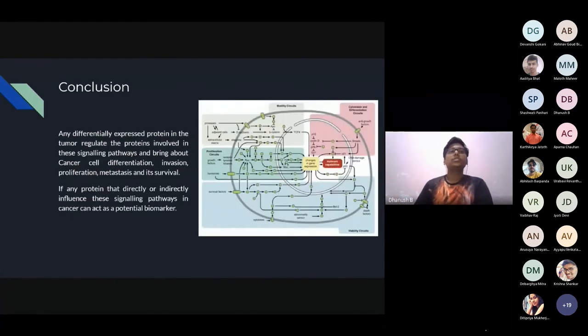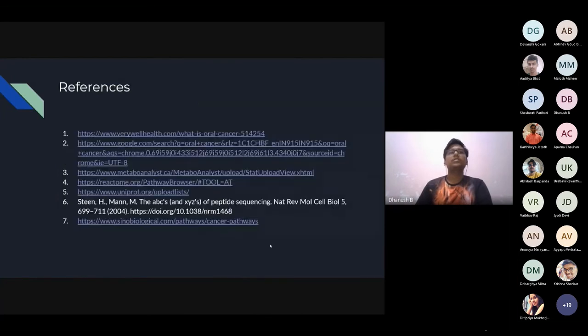In conclusion, if any protein is differentially expressed in cancer cell lines and is involved in signaling pathways as shown in the figure, it can bring about cancer cell differentiation, invasion, proliferation, metastasis, and survival. As a result, they can act as potential biomarkers of the cancer cells.